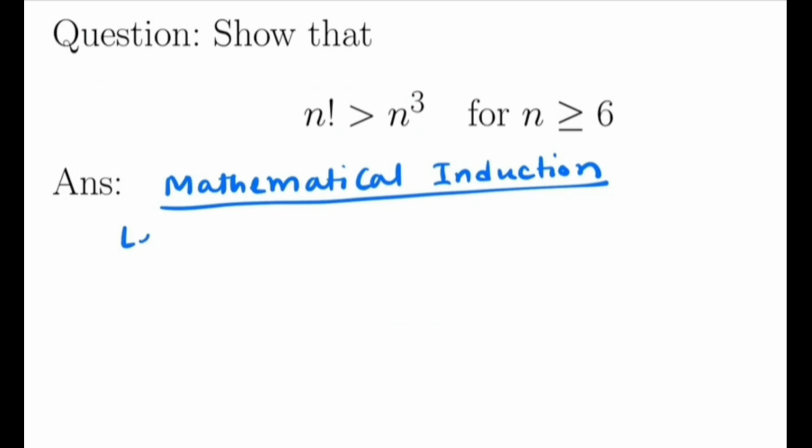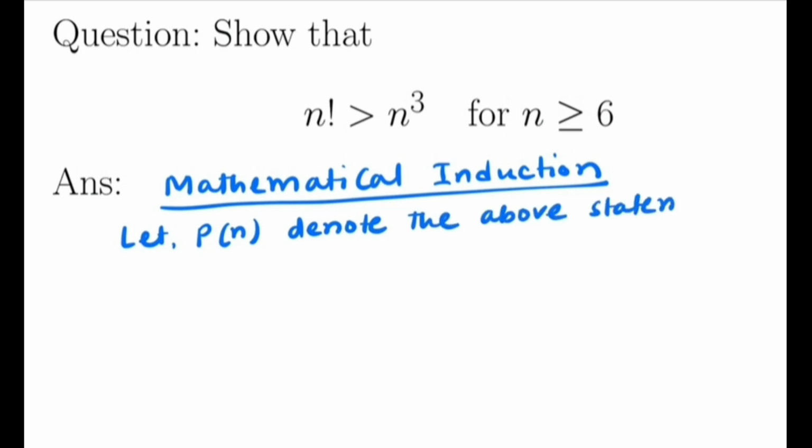So first, let P(n) denote the above statement, which is n factorial is bigger than n cube for every n bigger or equal to 6. Now start with the initial case.